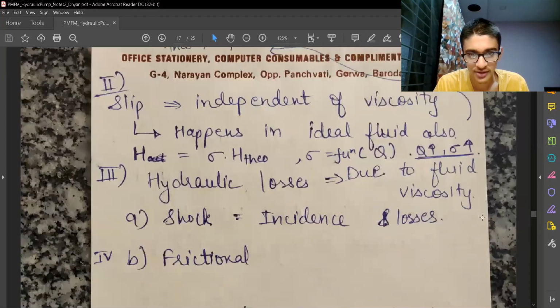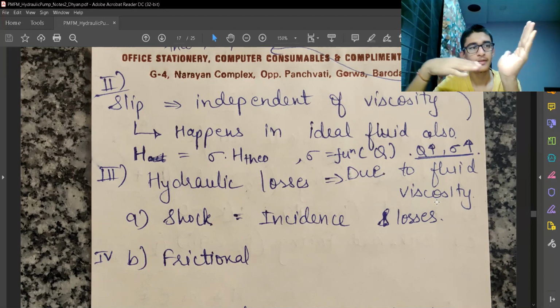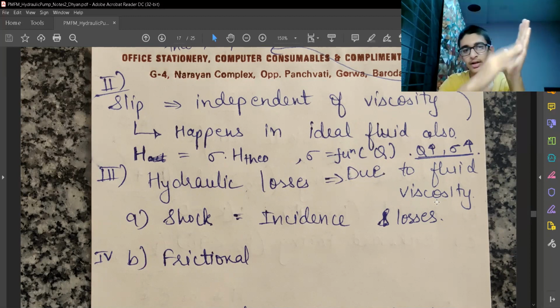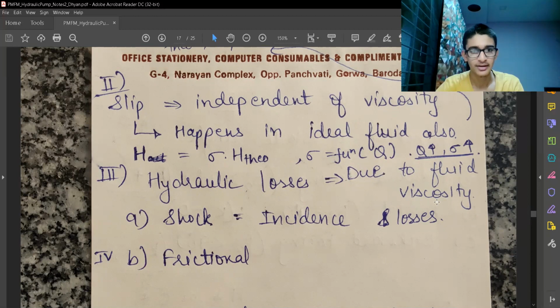So this shock loss happens because we have a non-uniform entry, or the fluid is not directly gliding over the blade. If we have a blade something like this, the fluid should directly enter like this and glide smoothly over it, but if it is not entering like this and it is imparting some impulse on it, that is a shock experienced by the blade. So that is the shock loss or the incidence loss. And last is the frictional loss, that is the friction in our system.